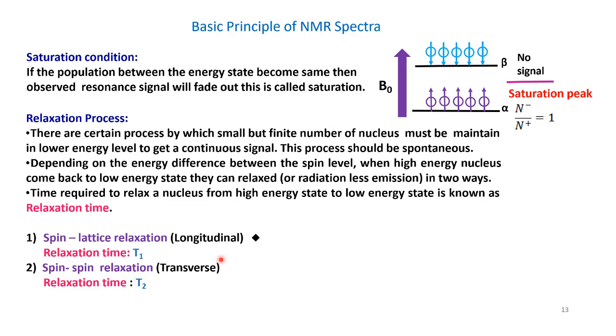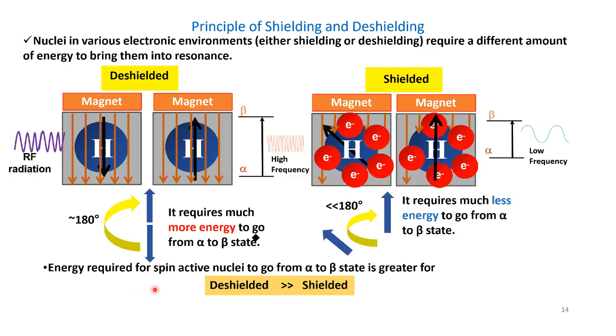So the process can happen in two ways. Spin lattice relaxation, that is longitudinal, so the relaxation time can be denoted as T1, and for the spin-spin relaxation, it is transverse, so the relaxation time can be denoted as T2. We'll talk more about it.